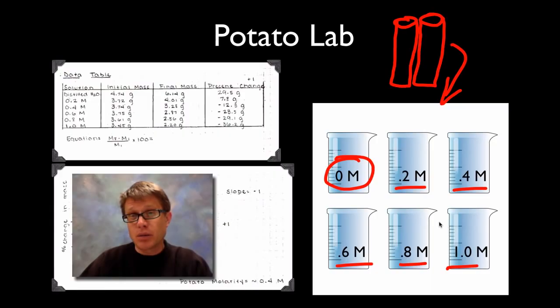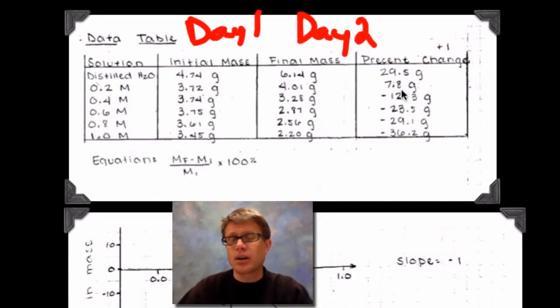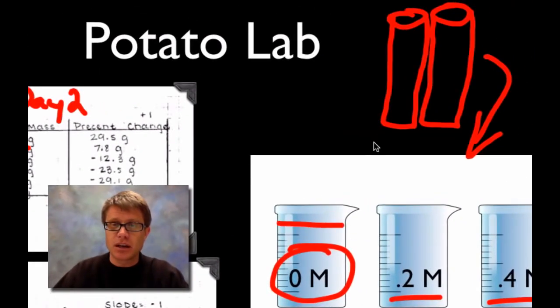We're going to get the mass of them on day 1, and then we're going to get the mass of them on day 2. So this would be the mass on day 1. This is the mass on day 2. And so if we think about osmosis and what's going on, well, in the distilled water, you can see here that on day 1, the mass of those 2 potato cores is 4.74 grams. And then on day 2, it's 6.14 grams. And so what's happening? Well, if you put the potatoes inside distilled water, they're gaining mass.